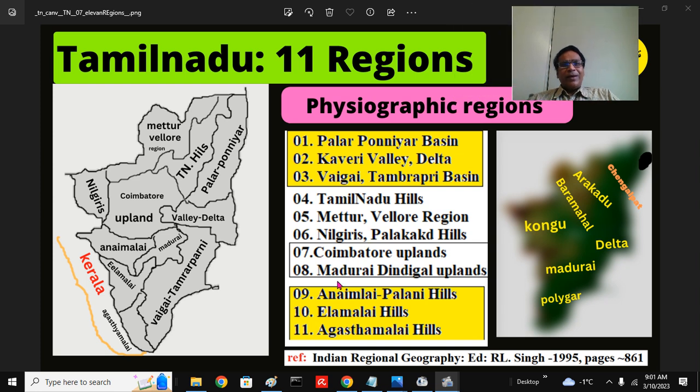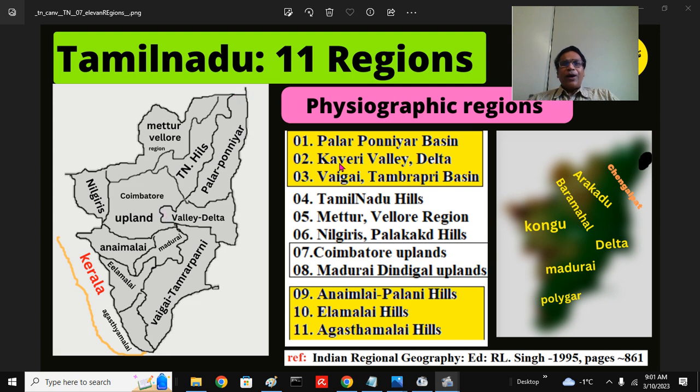These are the 11 regions. This is the eastern seaboard. We have the Palar-Ponnaiyar basin, the Palar river and the Ponnaiyar river. They join, and the mouth is the Ganga Sagar, the Bay of Bengal. So this is the Palar region, and the Ponnaiyar region is the basin.